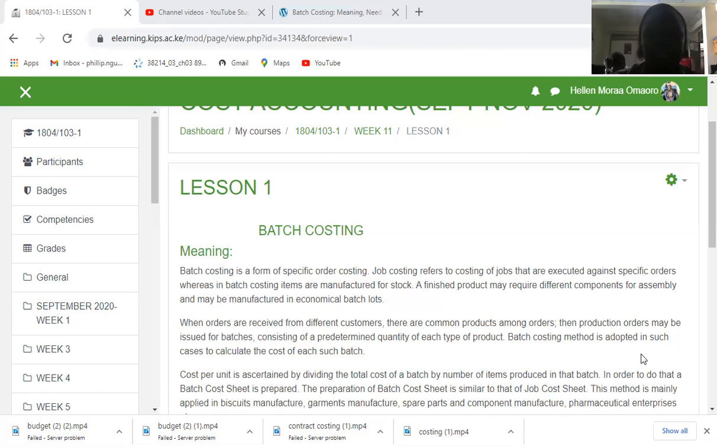Meaning, you have to start with the direct cost, that is the direct materials, direct labor, and direct expenses, for you to get the prime cost. Then you add the factory overheads, which you call the production overheads, for you to get the factory cost. After that, you add administration and selling and distribution overheads for you now to get the total production cost for the whole batch.